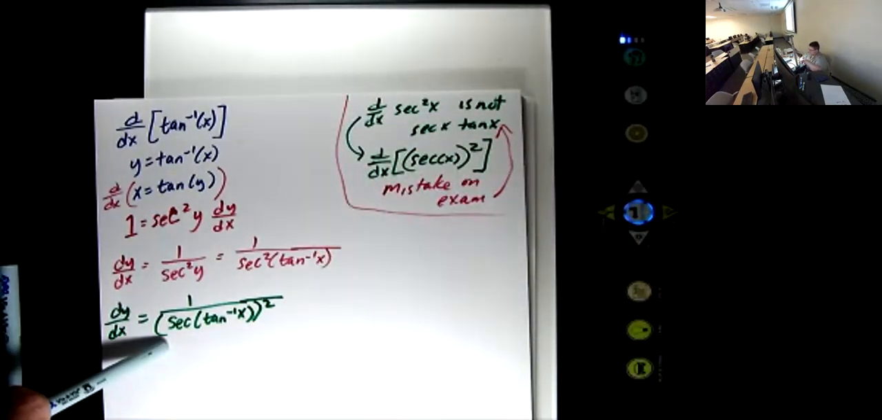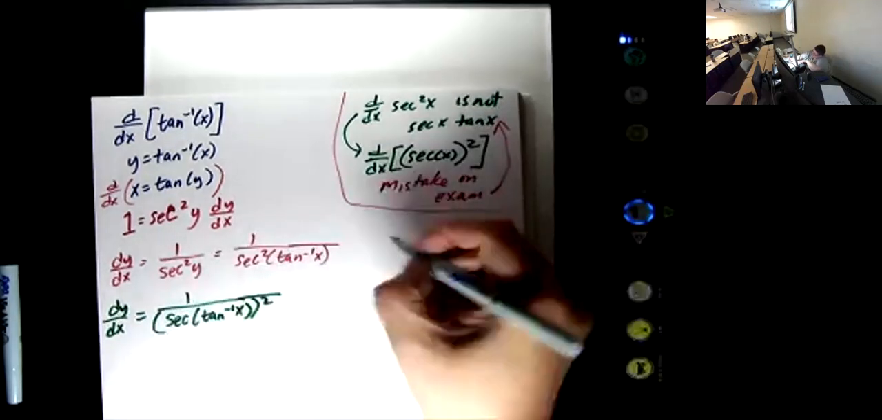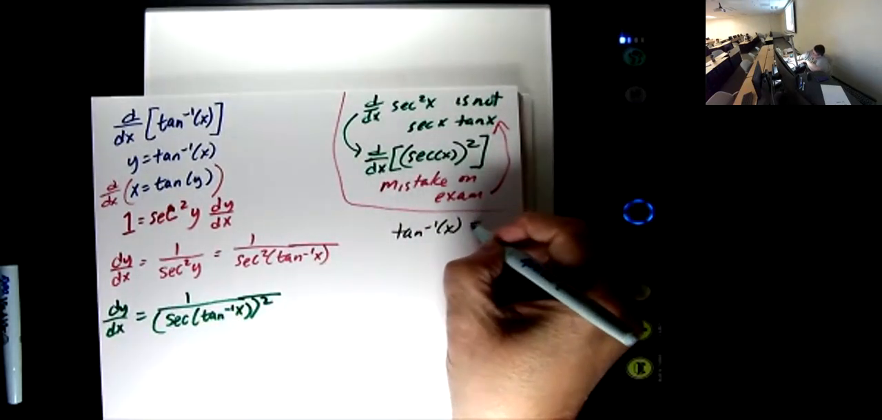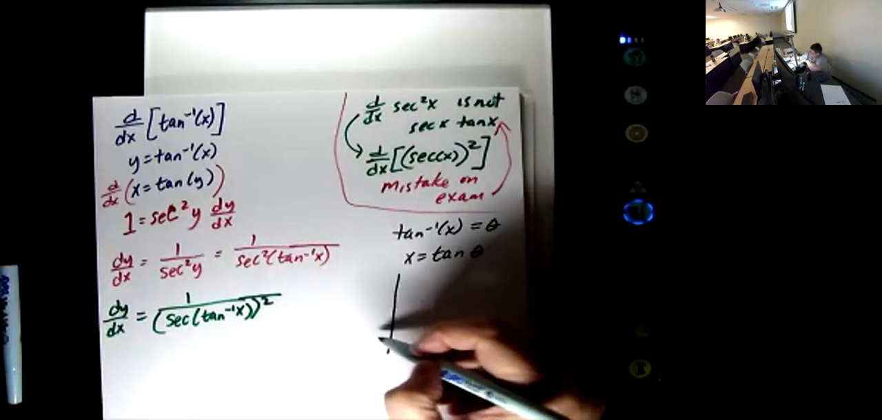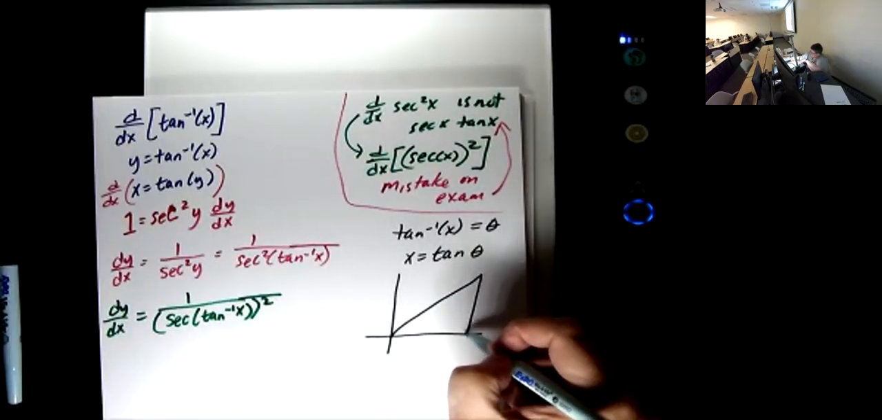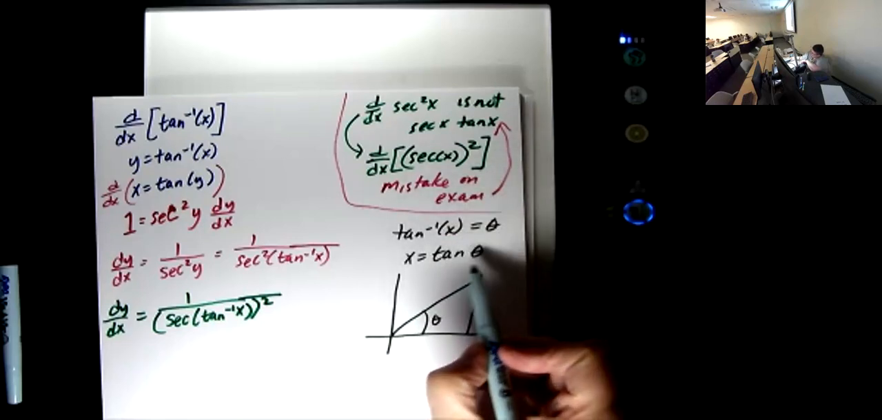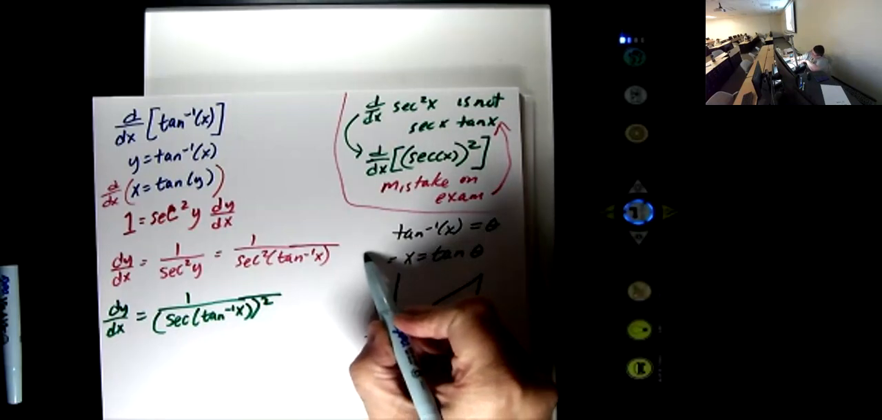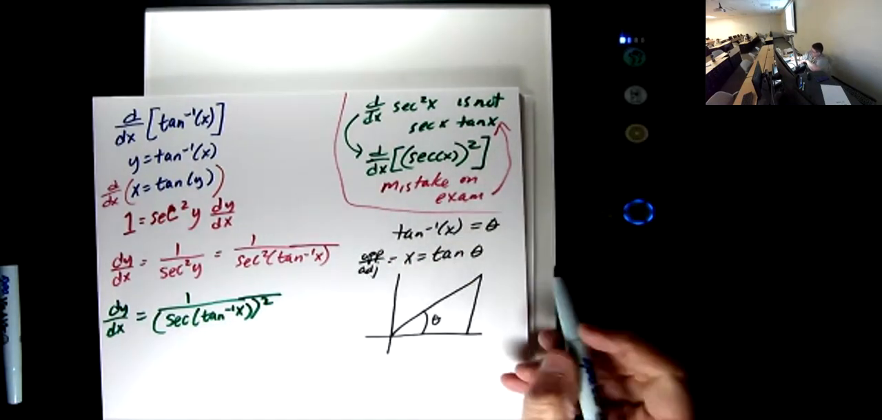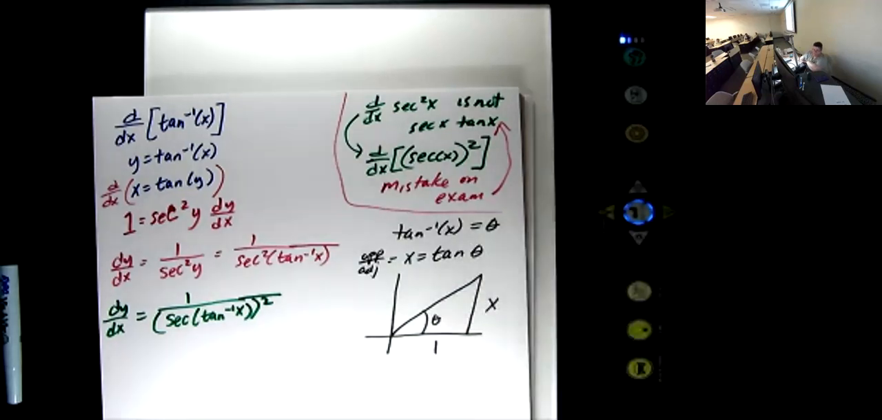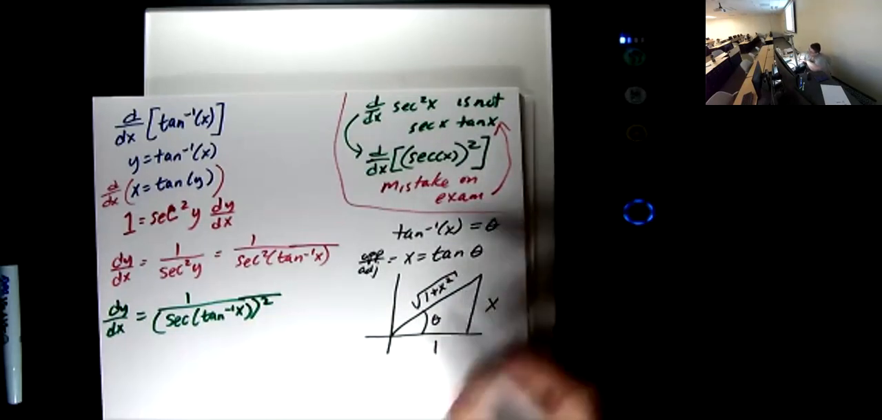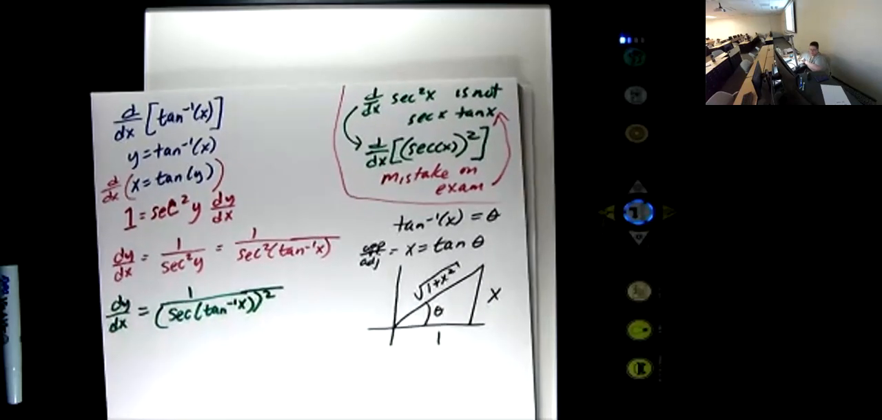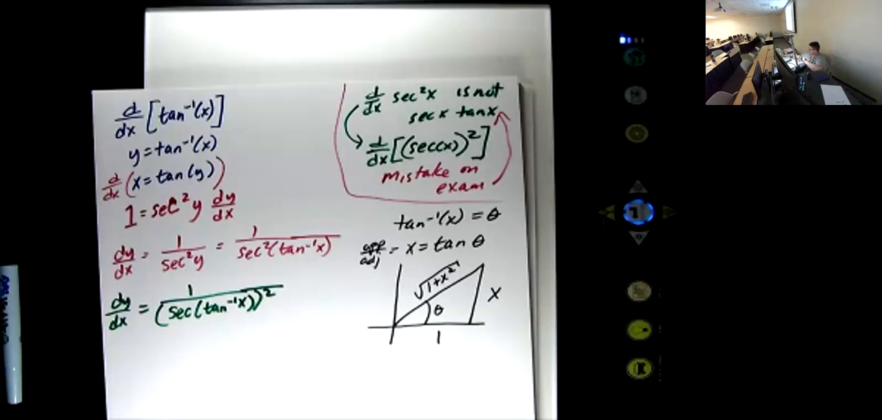So just like we did in our last problem, we're going to draw a picture. I've got tangent inverse x equals some angle theta. So x equals tangent theta. Tangent is SOHCAHTOA, opposite over adjacent. So opposite is x, adjacent is 1. The hypotenuse is the square root of 1 plus x squared. You could write the square root of x squared plus 1, but you might find it easier to memorize it in this order.